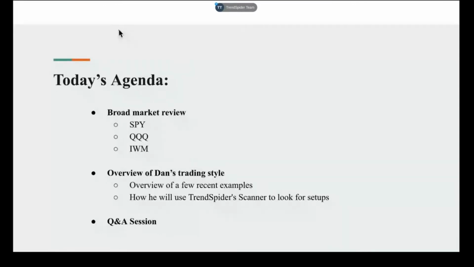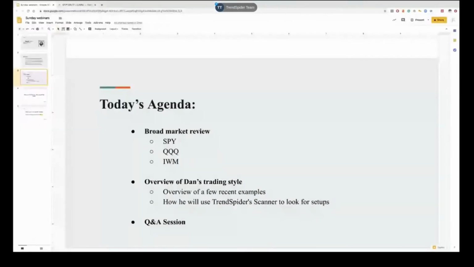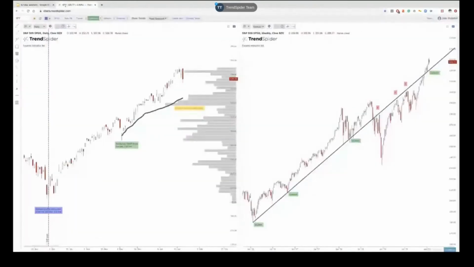So I will start it off, and right away, let's get into the broad markets. Going to start off with SPY, which is simply just the S&P 500 ETF. We've got a few main things to look at here. Some of the main things that I have on the left-hand side, which is the daily chart, is the volume profile, or the volume by price, anchored from the October 3rd low.